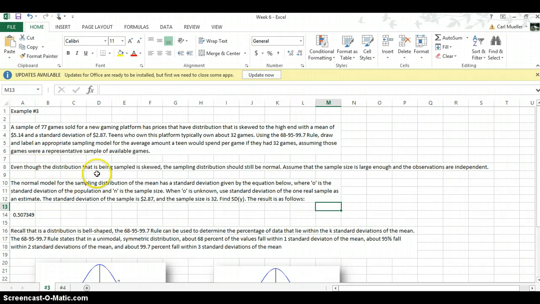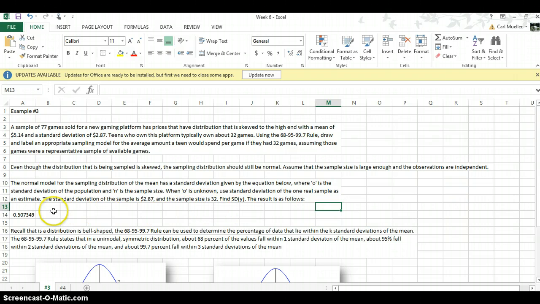Even though the distribution being sampled is skewed, the sampling distribution should be normal. Assume that the sample size is large enough and the observations are independent. The normal model for the sampling distribution of the mean has a standard deviation given by the equation below, where sigma is the standard deviation of the population and n is the sample size. When sigma is unknown, use the standard deviation of the one real sample as the estimate. So the standard deviation of the sample is $2.87, and the sample size is 32.